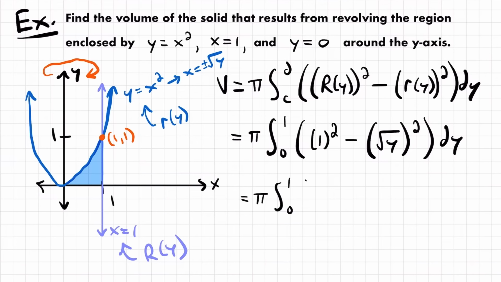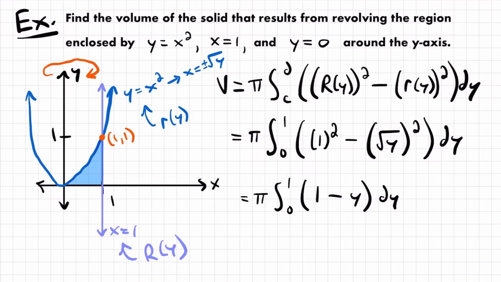And so if we simplify a little bit, this will be equal to pi times the definite integral from 0 to 1 of 1, because 1 squared is 1, minus y. And that is because when you square a square root, they cancel each other out, and you're left with what is inside that square root function, and so we have 1 minus y, and that is multiplied by dy. And now we have a pretty simple definite integral that we know how to solve.